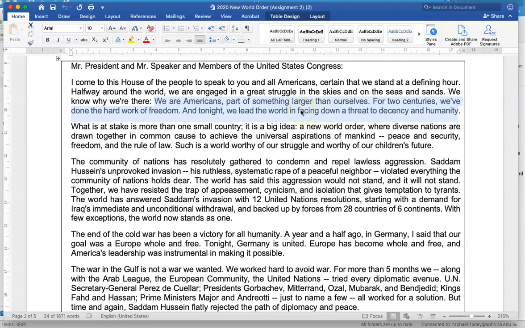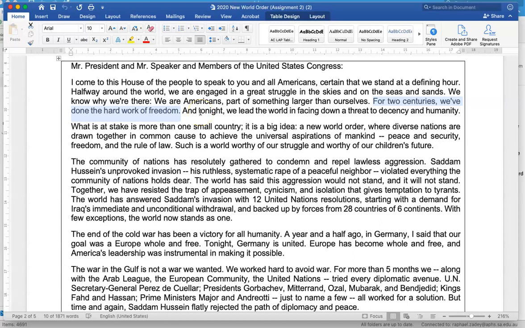Now, this is an opinion. The whole idea of being something larger than ourselves. This is an emotive statement. It talks about how we want to feel about ourselves. It's not provable, and there is no fact. Again, for 2 centuries, we've done the hard work for freedom. Well, hard work for freedom is a very vague phrase.